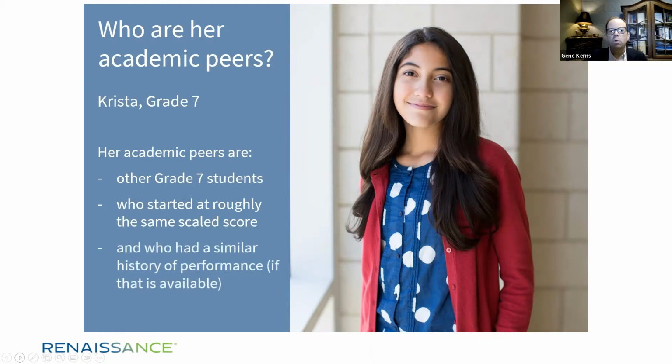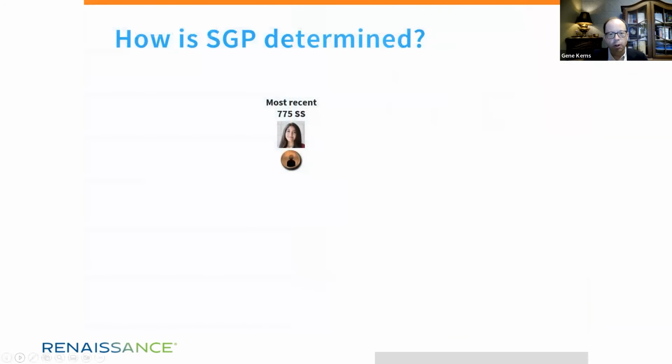But if there is more information, if we have prior test scores from previous windows, we can use those prior test scores to determine more about Krista's history of performance. And if we know more about her history of performance, we might be able to refine or even more appropriately improve her academic peer group. Let me illustrate for you.